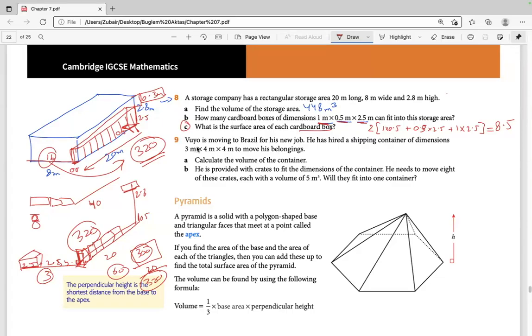How do you pronounce this first word? Mio is moving to Brazil for his new job. He has hired a shipping container of dimensions 3 into 4 into 4 to move his belongings. Calculate the volume of the container.